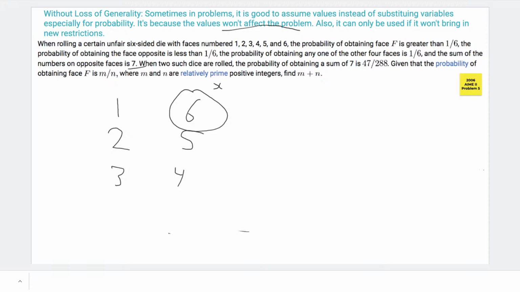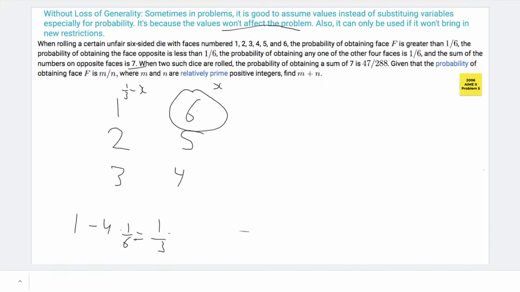We know that the probability of rolling 1 will be 1 over 3 minus x, because the rest of these have a probability of 1 over 6. That means 1 minus 4 times 1 over 6 brings in 1 over 3. So that means 1 over 3 is the sum of the probabilities of this. So if this has a probability of x, then this has a probability of 1 over 3 minus x.